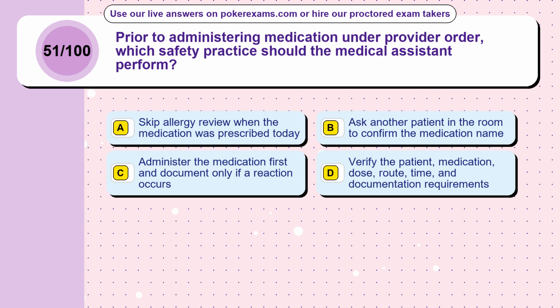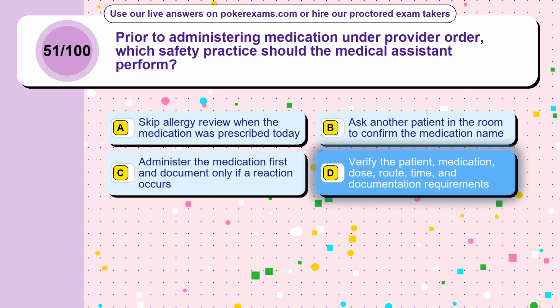Question 51. Prior to administering medication under provider order, which safety practice should the medical assistant perform? Option A, skip allergy review when the medication was prescribed today. Option B, ask another patient in the room to confirm the medication name. Option C, administer the medication first and document only if a reaction occurs. Option D, verify the patient, medication, dose, route, time, and documentation requirements.